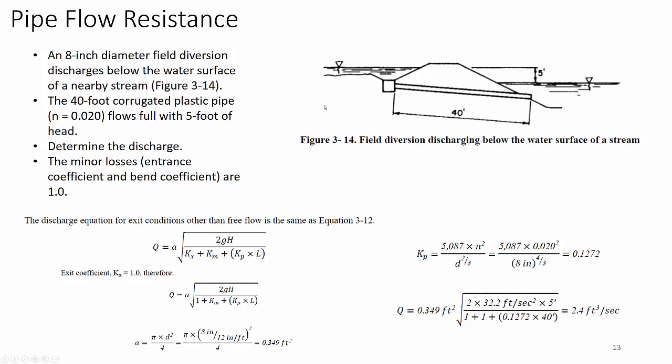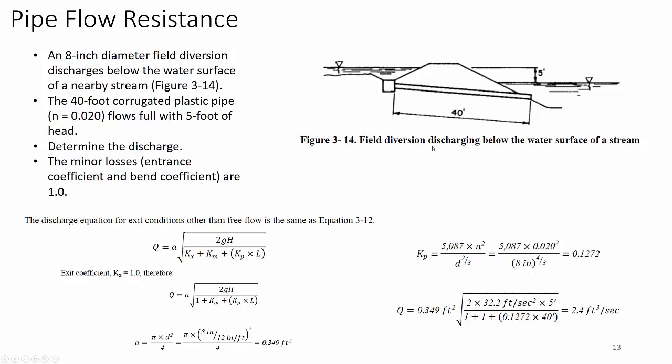So the 40-foot corrugated plastic pipe has a Manning's n of 0.020, flows full with 5 foot of head. This is 5 foot of head up here. So that means the difference between the water level in the outlet and the inlet is 5 feet. Determine the discharge. The minor loss, because it's 90 degree, is 1. So Km is 1 again. So the discharge coefficient is the same, where we have an exit coefficient of 1 here.